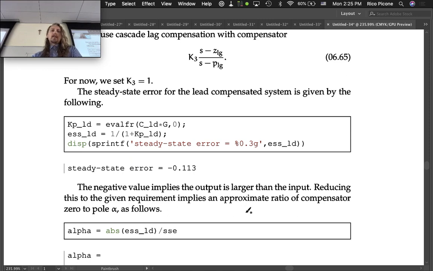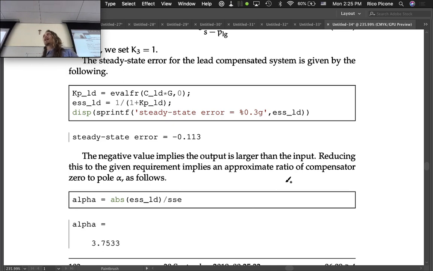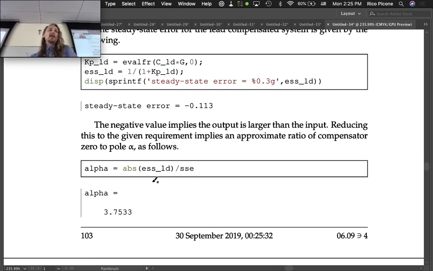So what we want to do, it's kind of convenient for us to choose our compensator location based on this idea that if we know a factor by which we would like to improve steady state error, we can use that to determine the ratio of pole location to 0 location. And in order to compute that, we need to figure out how much improvement we need. We divide the steady state error requirement into the lead compensator steady state error. I take the absolute value because at this point, this negative sign is not useful in terms of determining the ratio. So I need the steady state error to improve by a factor of 3.75.